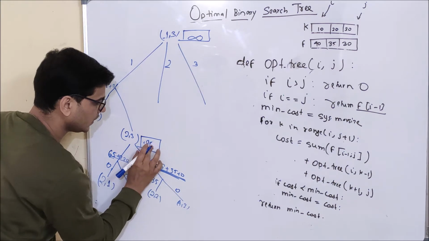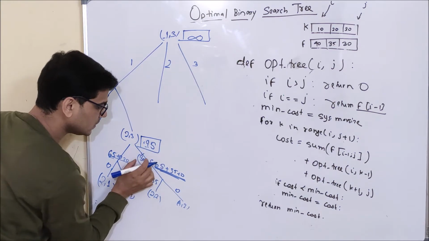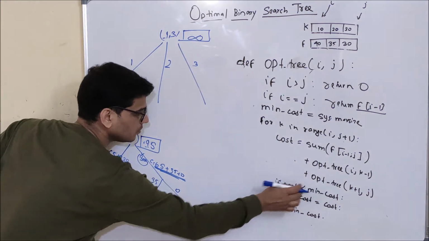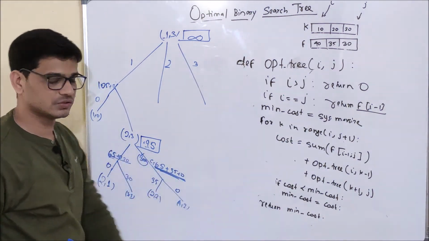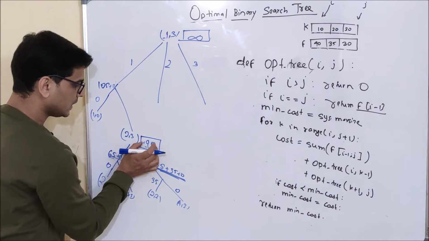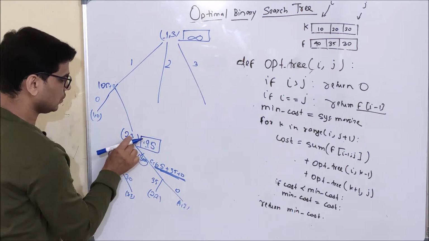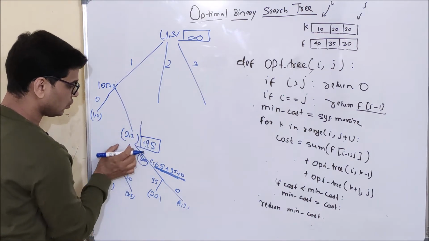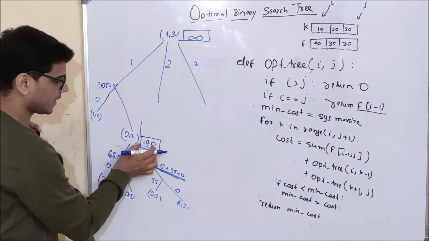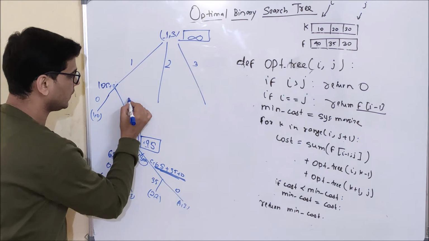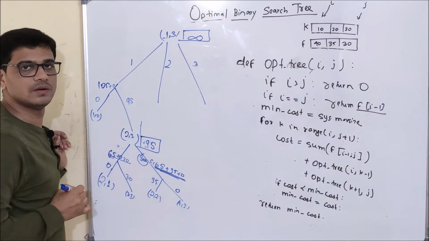And here I already have 95. Is the cost smaller than min cost? The answer is no. So I am not going to update min cost. As you can see here it is 95. So now it has run for k equal to 2 as well as k equal to 3, and I have 95 here. So 95 will be returned from here.